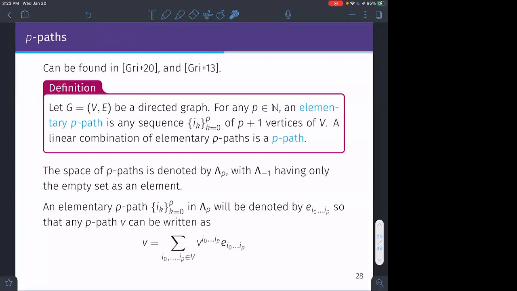From the beginning, if I just consider a graph, an elementary p-path, so any kind of path, the most arbitrary kind. In theory, I'm not going to care about the edge set in the beginning, so I'm just going to allow any sequence of vertices with p plus 1 vertices to be an elementary p-path. And then when I take linear combinations of those, I call them regular p-paths. So elementary, anything at all. Linear combination, p-path. However, I'm not going to be working with p-paths, and we'll get to that in a minute.